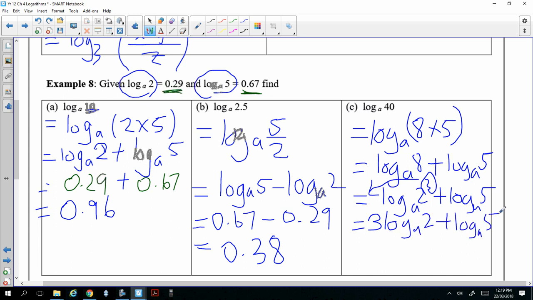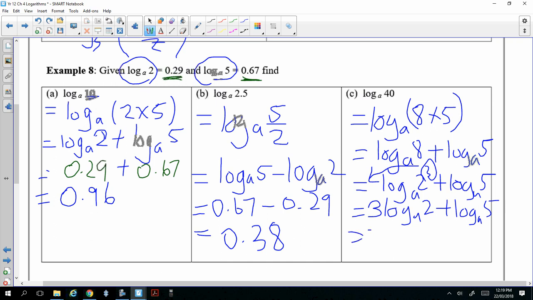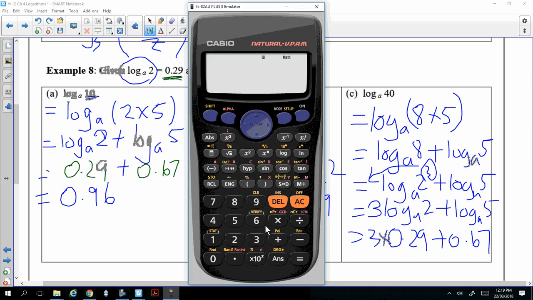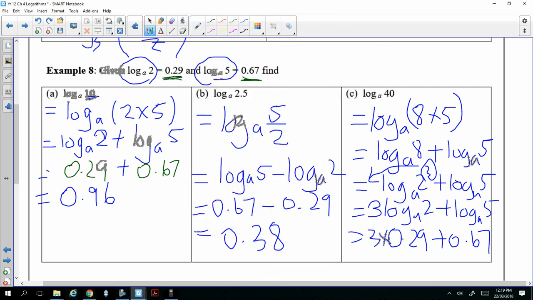And then using your calculator, 3 times 0.29 plus 0.67, which is equal to 1.54. Right, everyone got the same? Yep, all got the same? Yep, good. Okay, all right, let's move on to example 9.